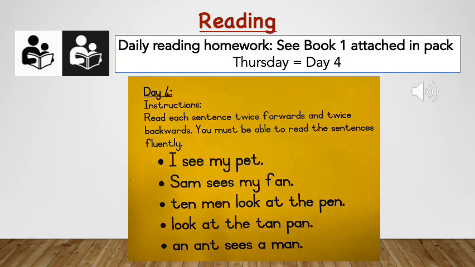Daily reading homework. Please see book 1 attached in the pack. Today is Thursday, which means we are looking at day 4. Read each sentence twice forwards and twice backwards. Twice means 2 times. So read the sentence forwards 2 times and 2 times backwards. You must be able to read the sentences fluently.